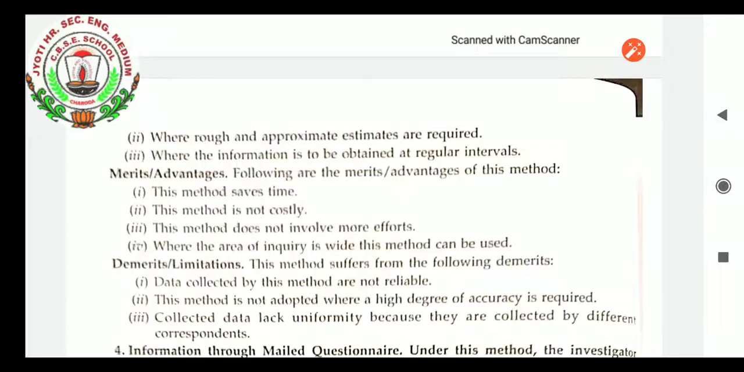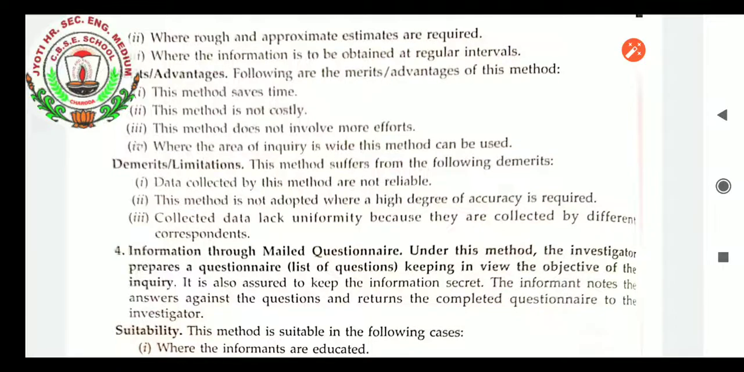Demerits. Definitely accuracy is the very first demerit. It is not very correct. Data collected by this method are not reliable. This method is not adopted where a high degree of accuracy is required. Collected data lack uniformity because different agents and different sources are there from which we will be getting the data. Though they are our own people, the agents of our own organization, connecting directly to the informant in place of us, accuracy and uniformity will be questioned here, because we are using the different minds of different people.